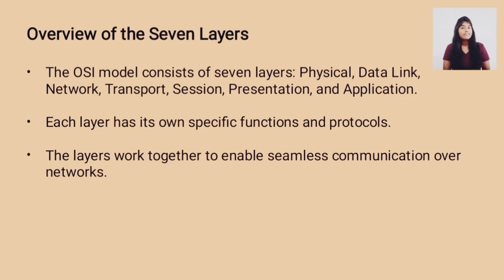Overview of the 7 layers. The OSI model consists of 7 layers: physical layer, data link layer, network layer, transport layer, session layer, presentation layer, and application layer. Each layer has its own specific functions and protocols. The layers work together to enable seamless communication over networks.